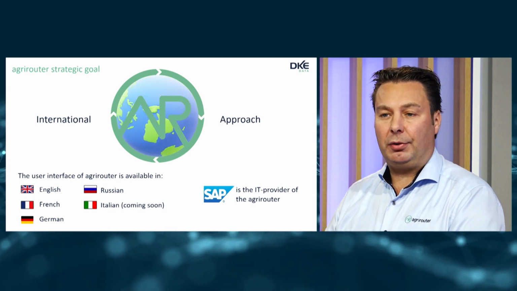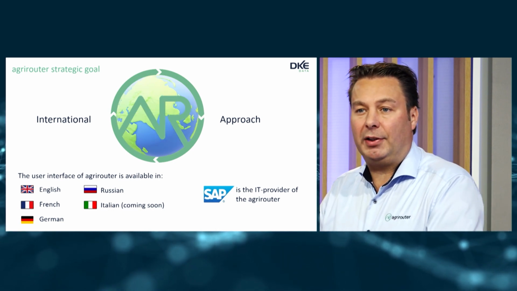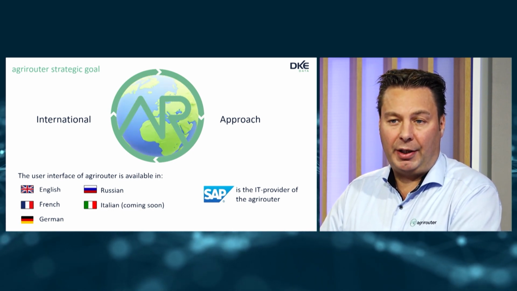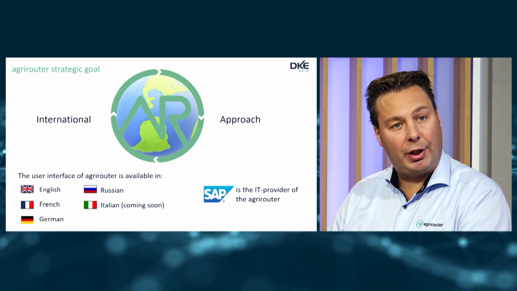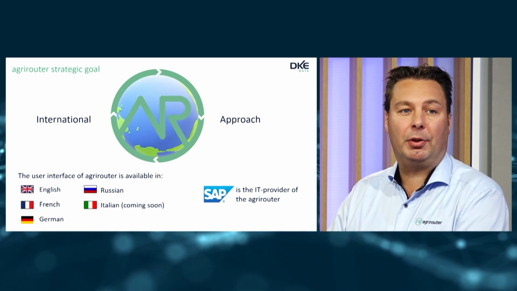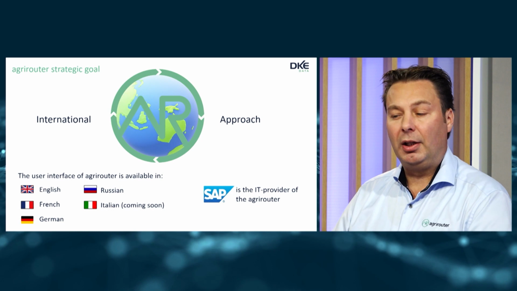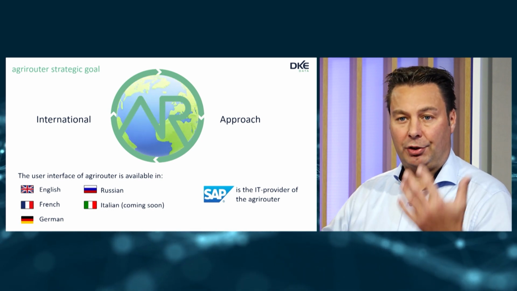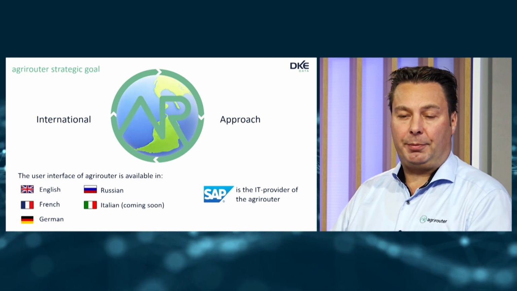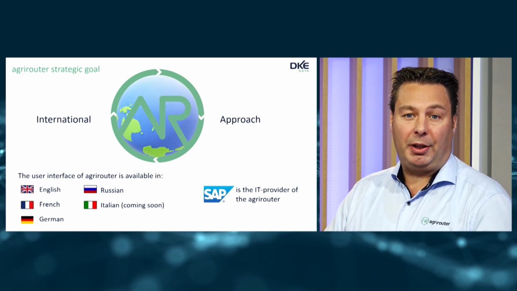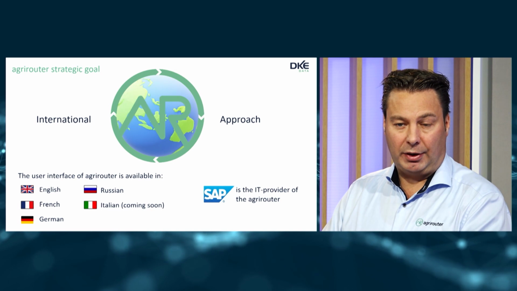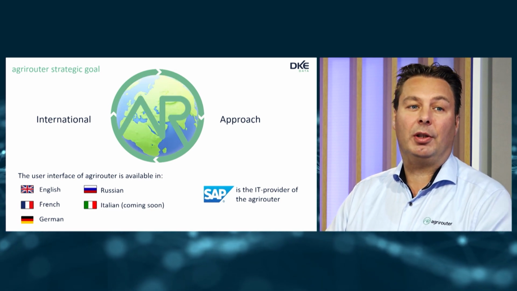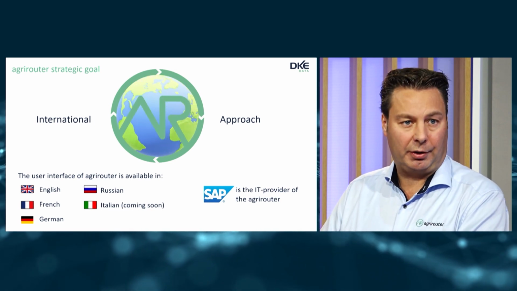You see here also the logo SAP. SAP is our IT provider. So it's not a partner, it's not a shareholder, it's a pure IT provider. They are responsible for the stability of Agrirouter, and the enhancements we do together with the machinery manufacturers and the partners. And last but not least, when you open the Agrirouter, for example, in the Netherlands, and Dutch is not on the list, then it opens automatically in English as the default language.